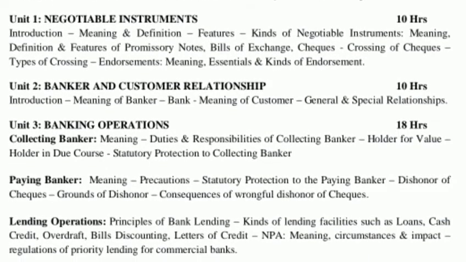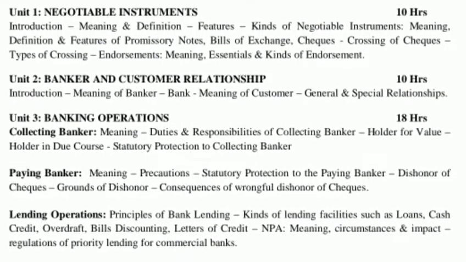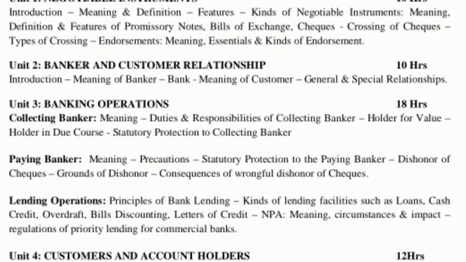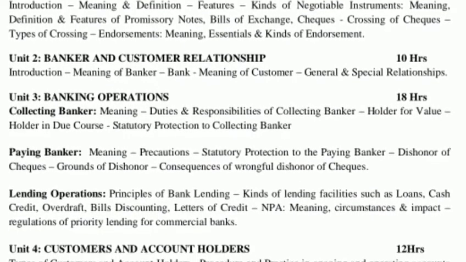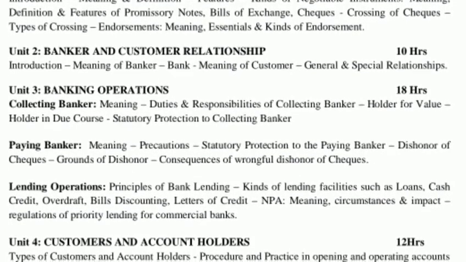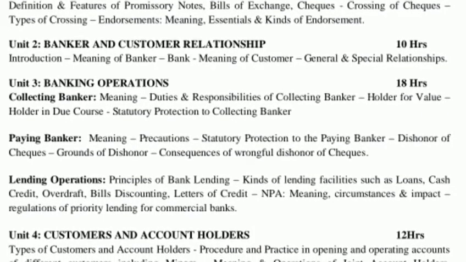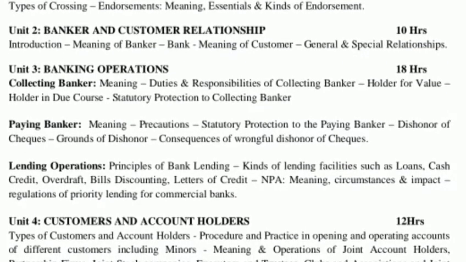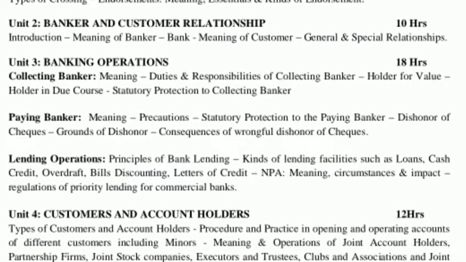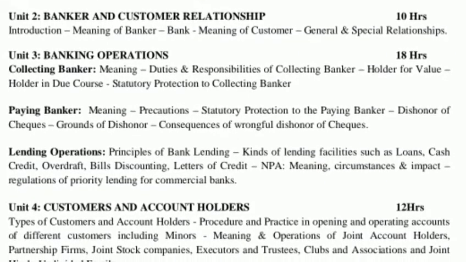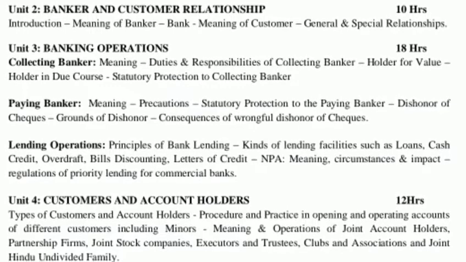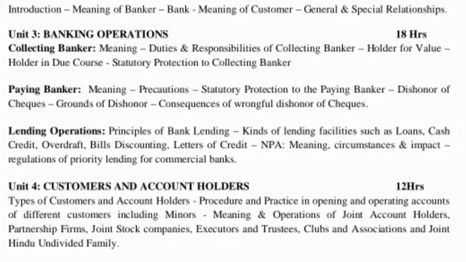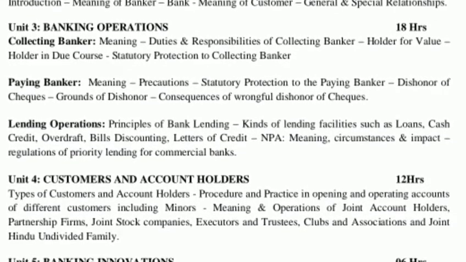Unit 2. Banker and customer relationship. Introduction, meaning of a banker, meaning of customer, general and special relationship. Unit 3. Banking operation. Collecting banker. Meaning, duties and responsibilities of collecting banker, holder for value, holder in due course, statutory protection to collecting banker, paying banker. Meaning, precautions, statutory protection to the paying banker, dishonor of checks, grounds of dishonor, consequence of wrongful dishonor of checks.